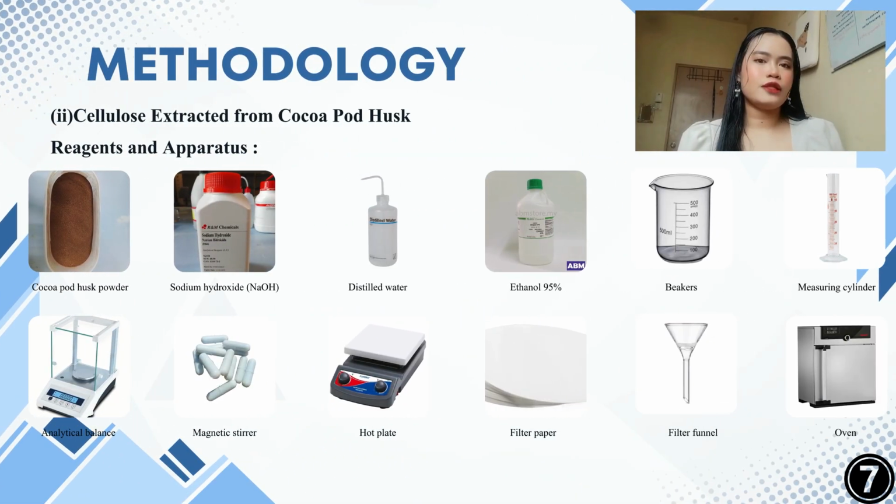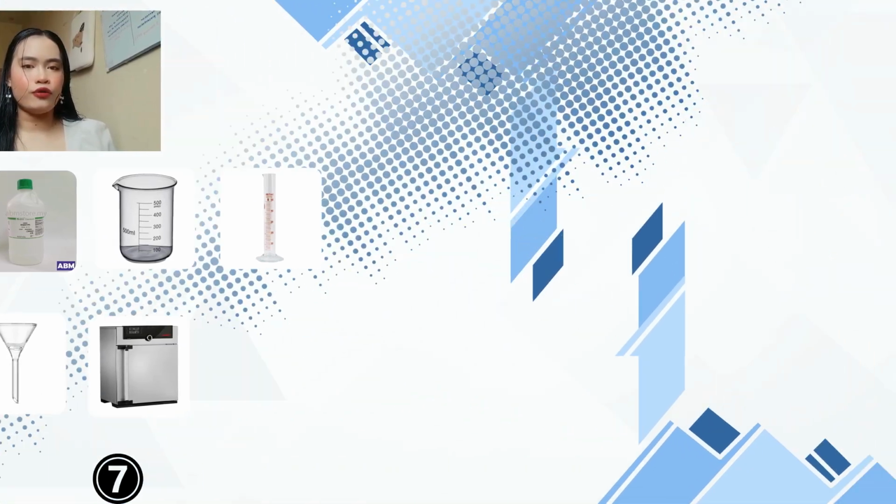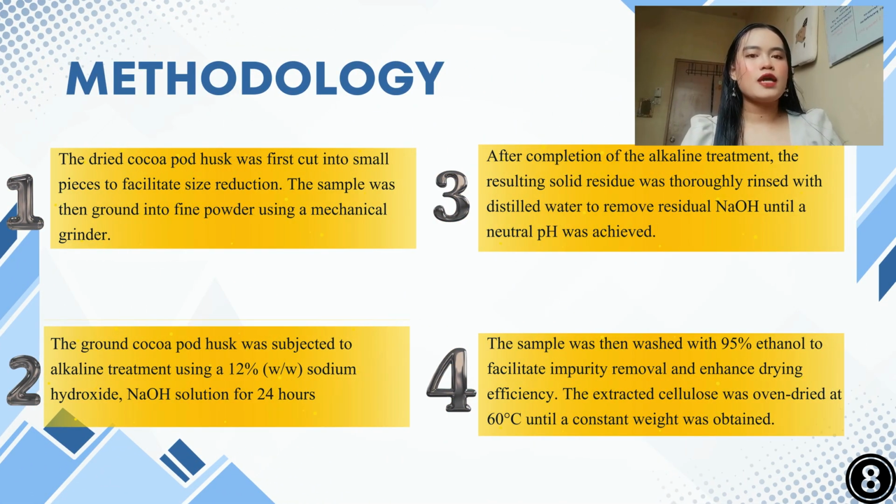For the extraction of cellulose from cocoa pod husk, several reagents and apparatus were used. These include cocoa pod husk powder, sodium hydroxide solution, distilled water, and ethanol. The apparatus involved include beakers, a measuring cylinder, analytical balance, magnetic stirrer, hot plate, filter paper, filter funnel, and an oven. Firstly, the dry cocoa pod husk was cut into smaller pieces and ground into fine powder to increase surface area.